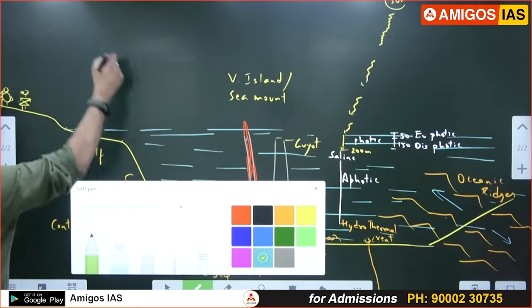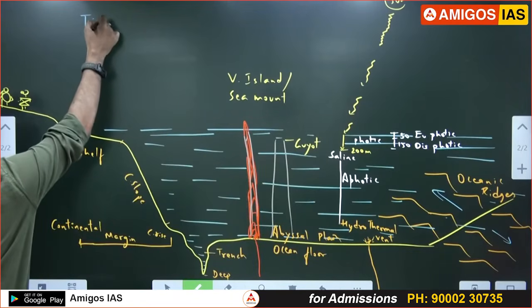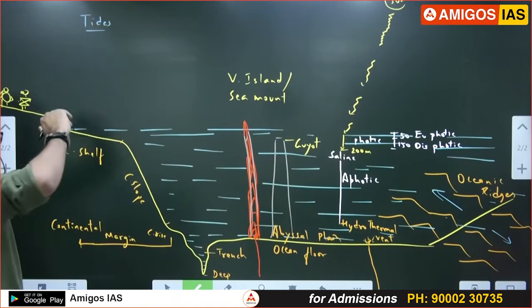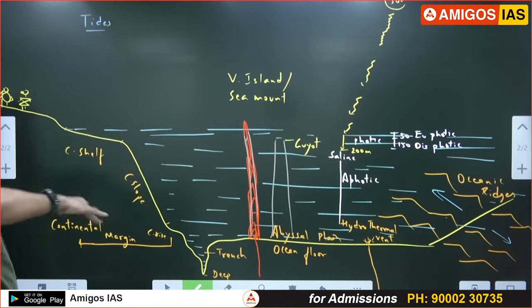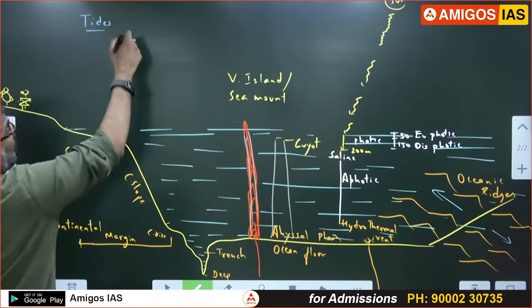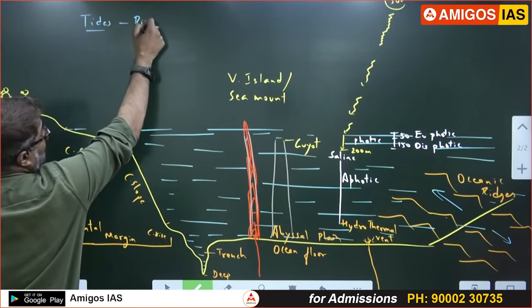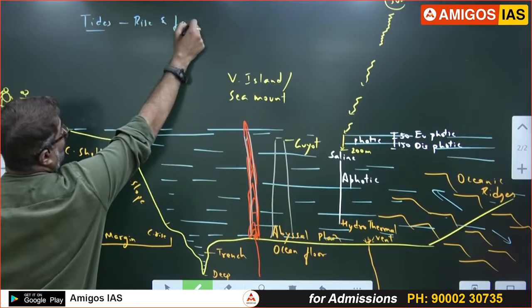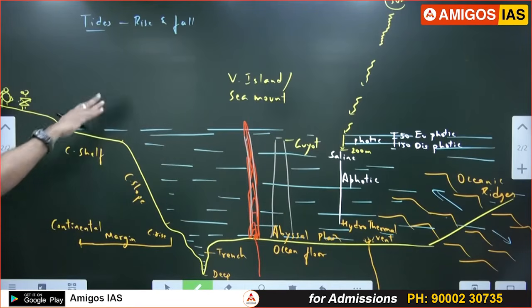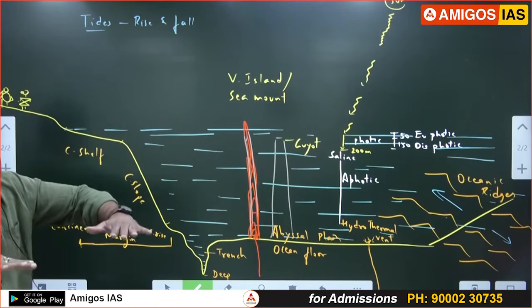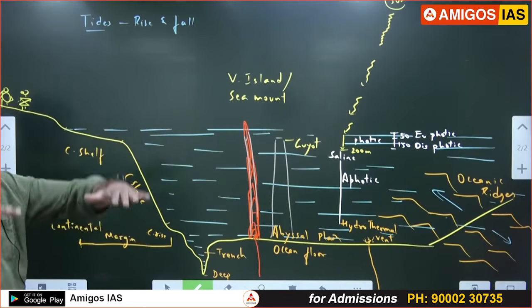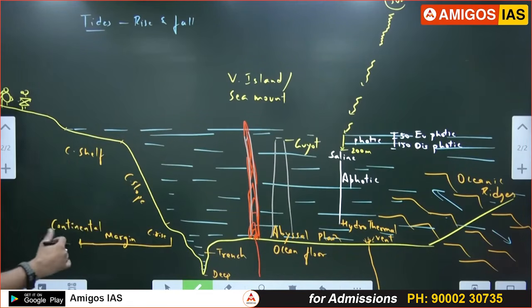In the next topic, I will be covering a topic called tides. In the tides class, I will tell you, tides are nothing but the rise and fall of water due to the gravitational pull of sun and moon. For now, you remember this much. I am not saying water quantity is increasing. I am saying only the water level will increase and decrease due to the gravitational pull of sun and moon.